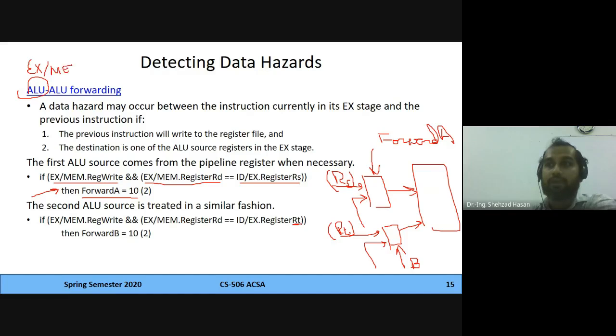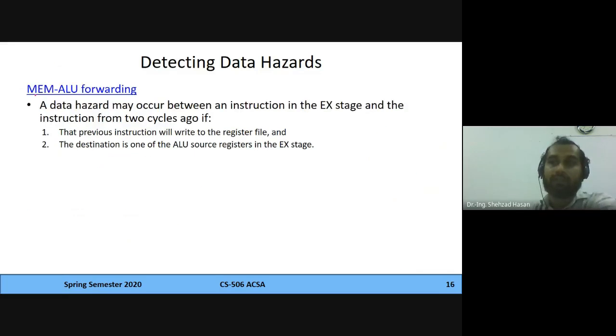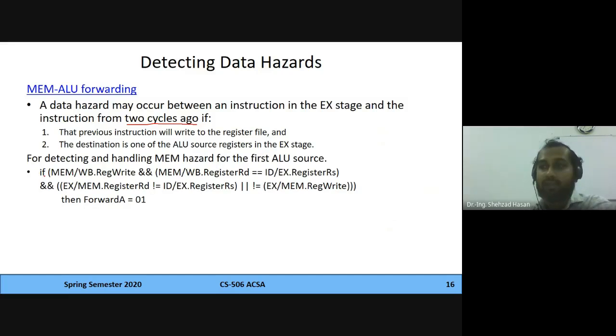Now, if you have to do MEM/WB to ALU forwarding, what is the condition in that case? If you have to do MEM to ALU forwarding, then you have to see that the previous instruction, or in other words, the instruction 2 cycles ago, is an instruction which is writing to the register file. So we have talked about 2 cycles ago. That instruction is writing to the register file, and the destination is one of the ALU source registers in the execution stage, right? And the condition for that is this one. So I leave this as an exercise. You can do that yourself as well.